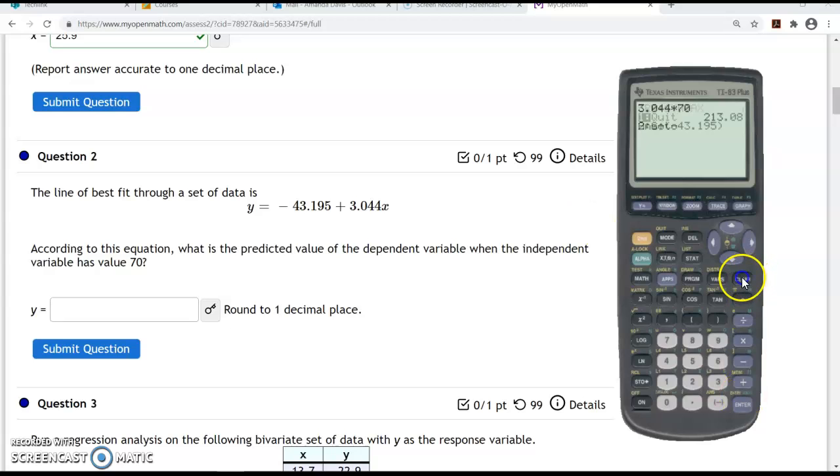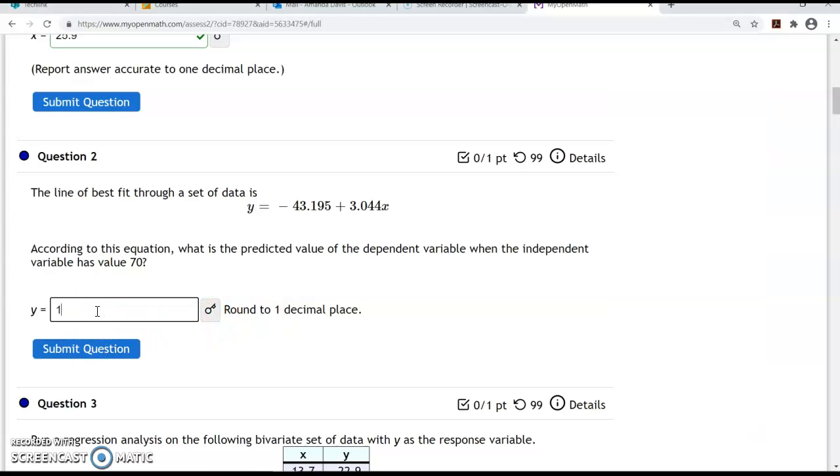Oh, I did the wrong... Okay, I know what I did. So let's try this again. 213.08. I used the wrong negative here. So I'm going to do a plus, and then in parentheses, I probably used the minus instead of the negative there. 43.195. And I can see 169.885. It says to round to one decimal place, so I'll put in 169.9.